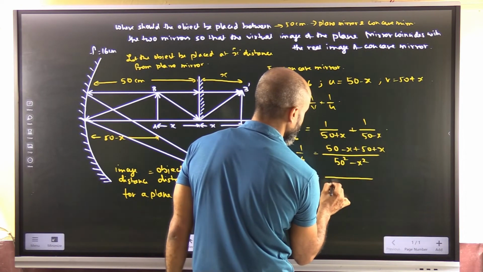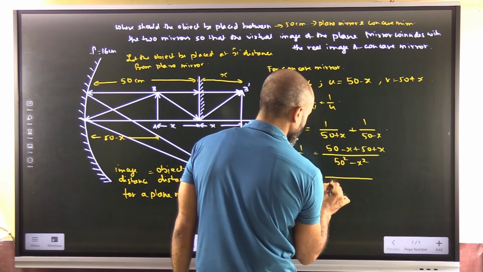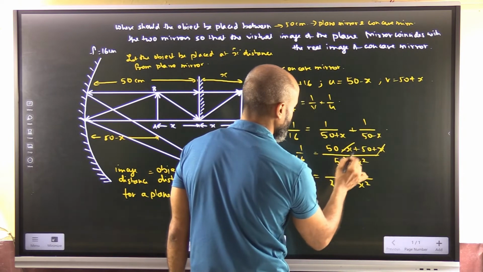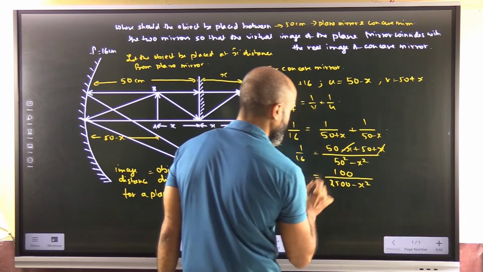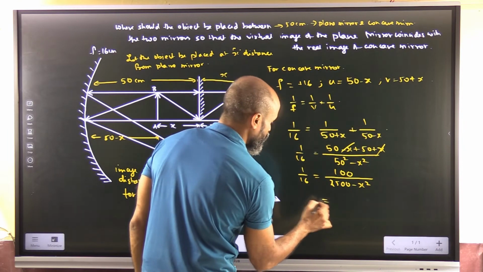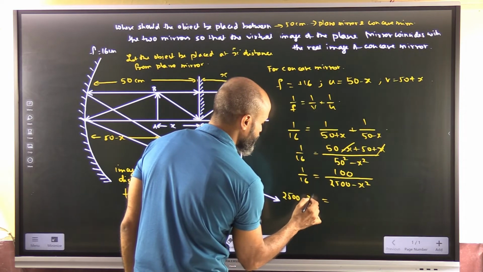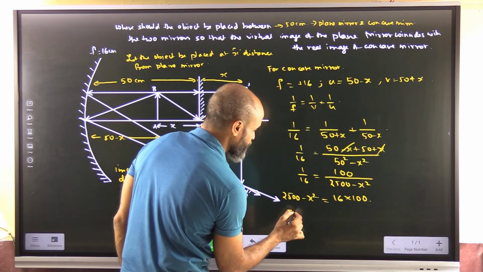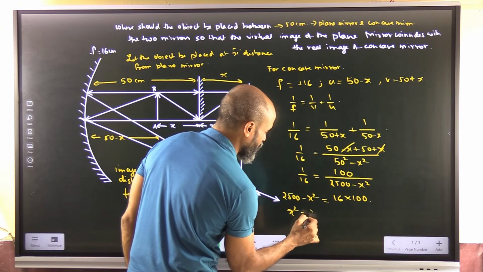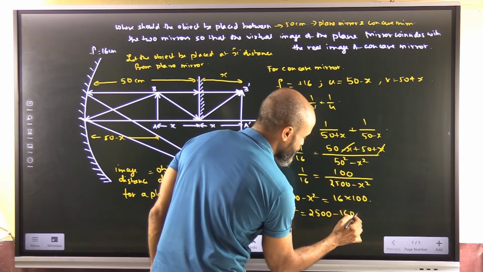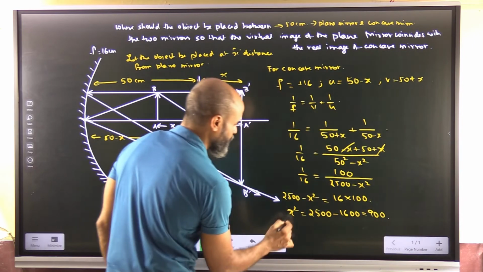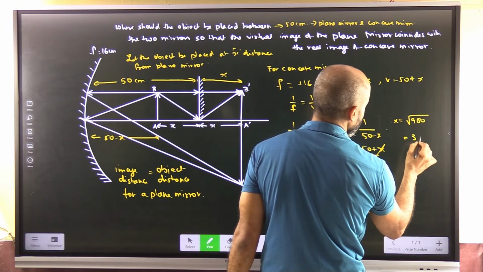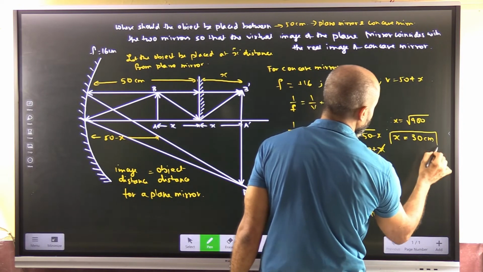So that's going to be approximately 2500 minus x square. This x gets cancelled, we have here 100, and this is 1 by 16. So 2500 minus x square is equal to 16 into 100. So x square will be equal to 2500 minus 1600, and that is going to be 900. So therefore x will be equal to under root of 900, that is 30 centimeter. So x is going to be 30 centimeter.